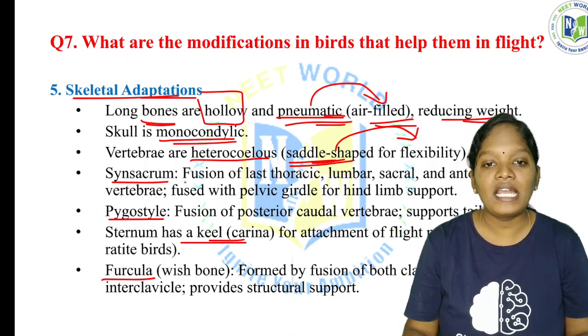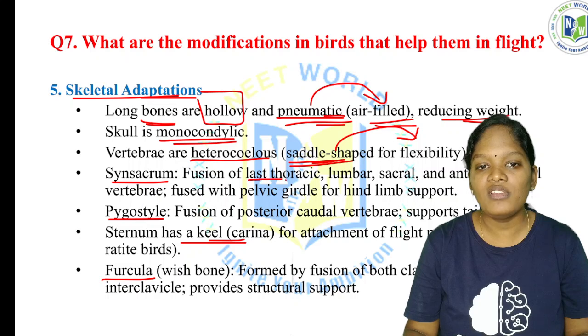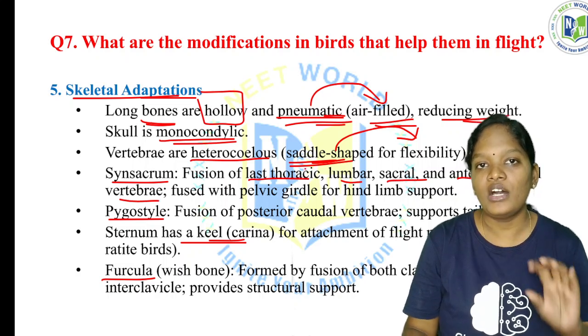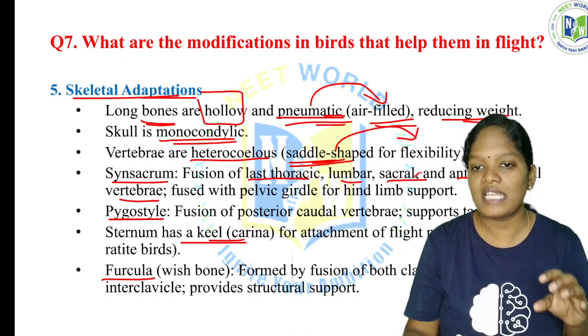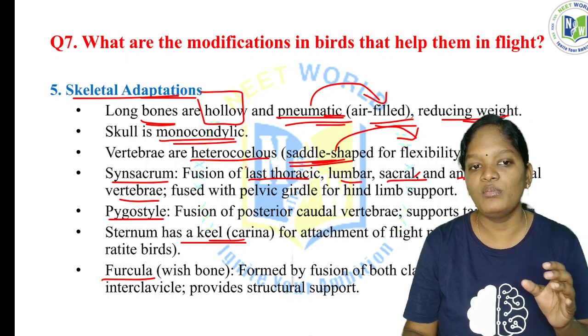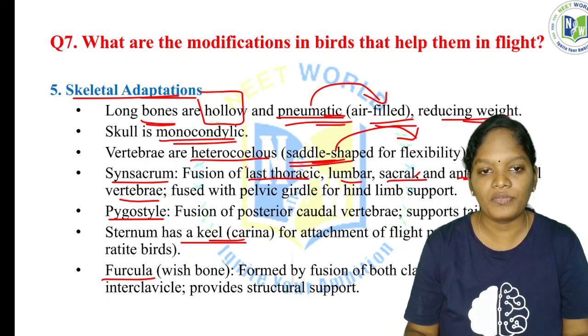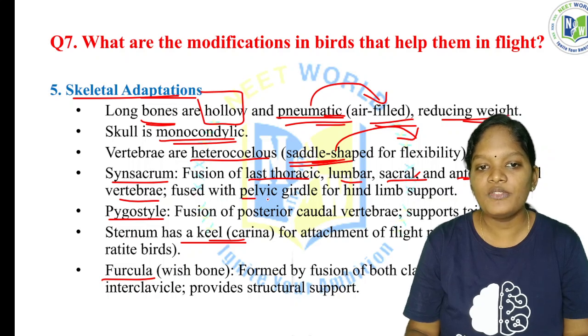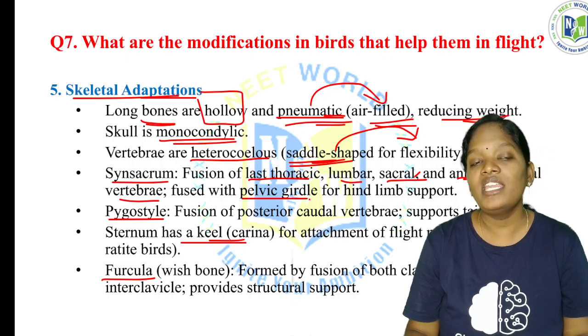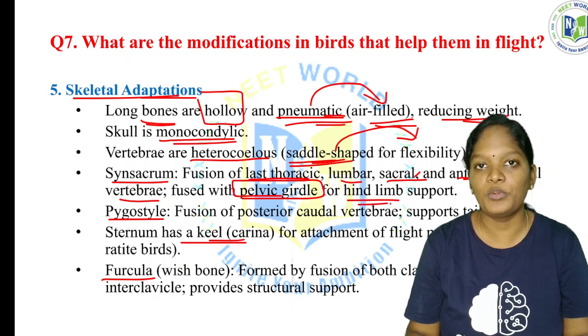Okay, synsacrum, which means it's a fusion of the last thoracic, lumbar, sacral and anterior caudal vertebrae. See, the last thoracic bone, lumbar bone, sacral bone and the anterior caudal vertebrae are fused together. We are calling them the synsacrum. Now the synsacrum is fused with the pelvic girdle. Why does it have to be fused with the pelvic girdle? For the hind limb support.